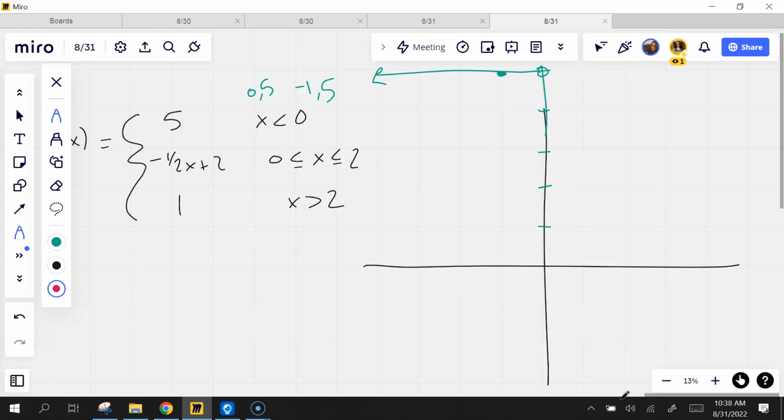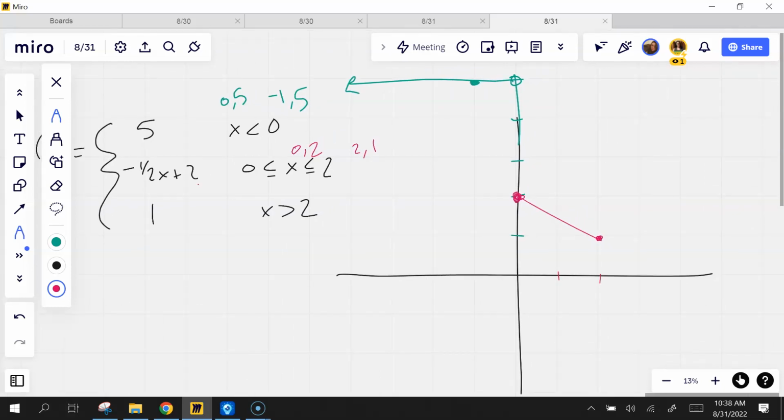This one, if I plug in 0, I get 2, and that's closed. This should be a line segment, a diagonal line segment. Then if I plug in 2, I should get 1. So there's that piece. And then another horizontal line, if I plug in 2, I get 1. 2, 1, that's the same point. And if I plug in bigger than, I still get 1.